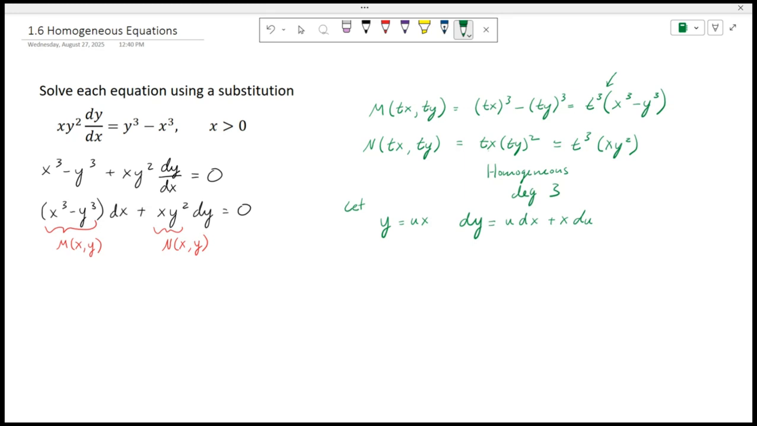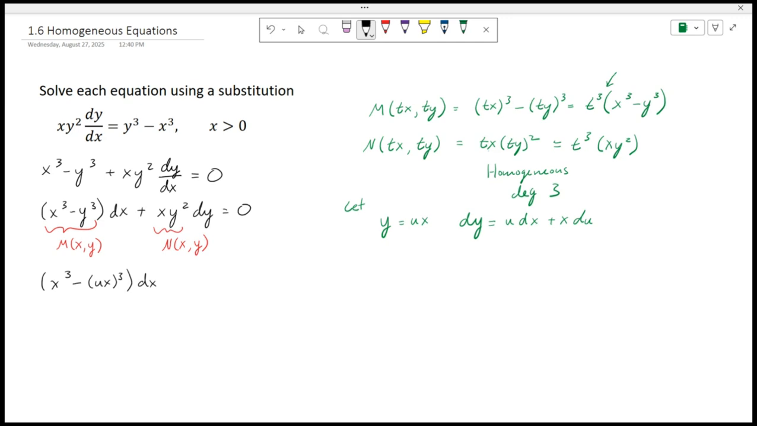Okay, so since N was simpler than M, I want to have the more complicated dy there. So I'm going to go ahead and do the substitution. When I'm done, I should have no more y's anywhere in the equation. Everything should be replaced with just u's and x's. Okay, so I have x cubed minus y cubed, so that's going to become x cubed minus (ux) cubed.